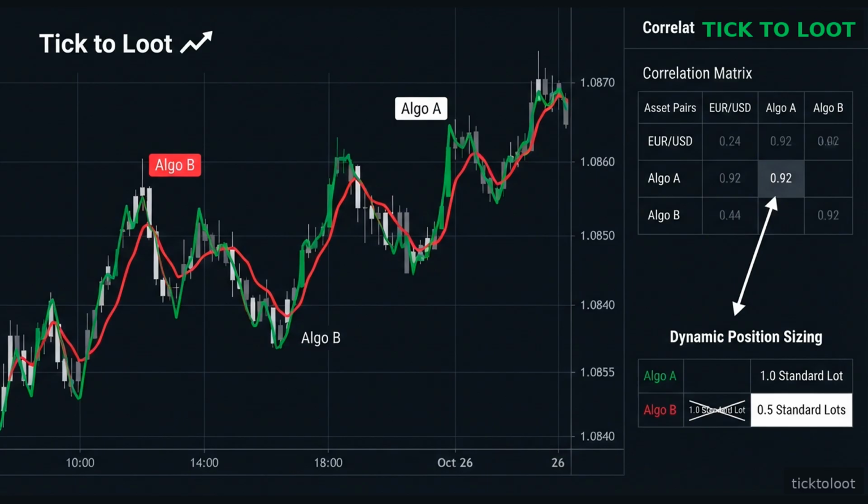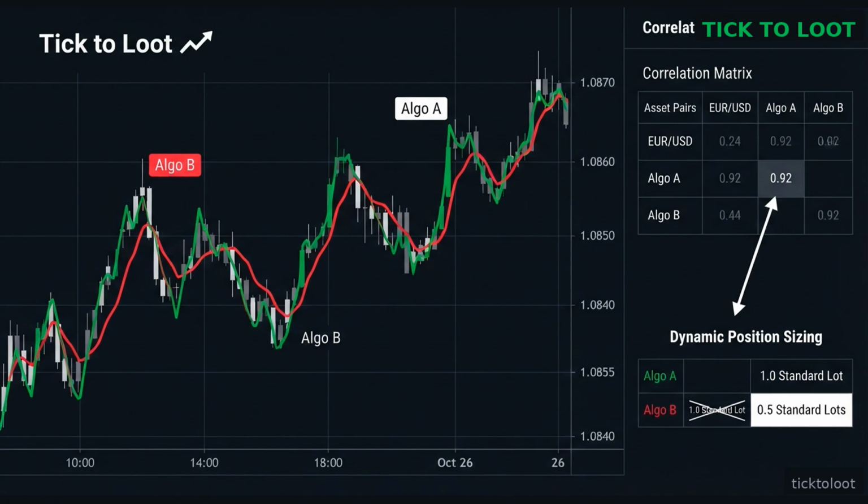Let's say Algo A and Algo B both trade the euro to US dollar pair. Yesterday, they each opened a 1.0 lot long position, and the correlation calculator showed a 0.92 coefficient. That's a very high positive link, meaning they almost always move in the same direction. If the market drops, both lots could lose money at the same time, doubling your risk.